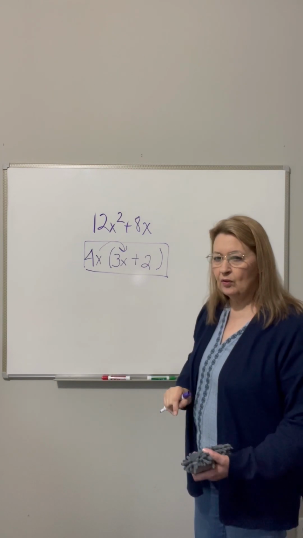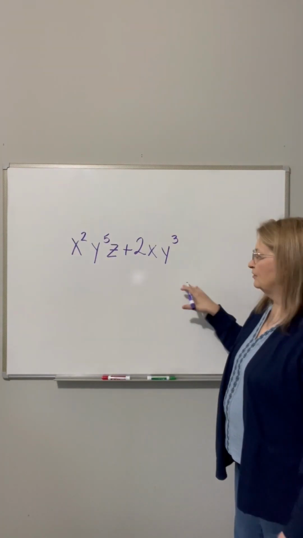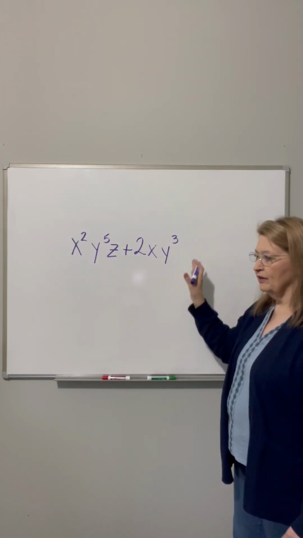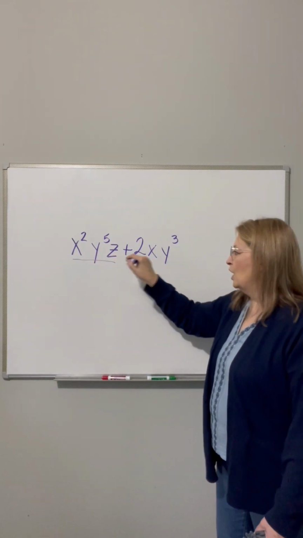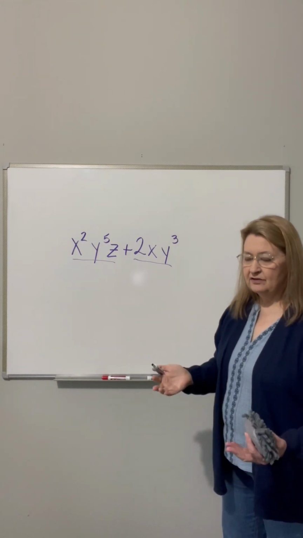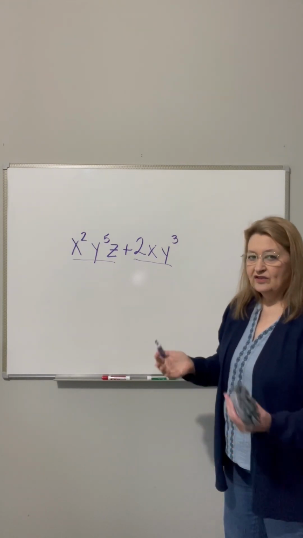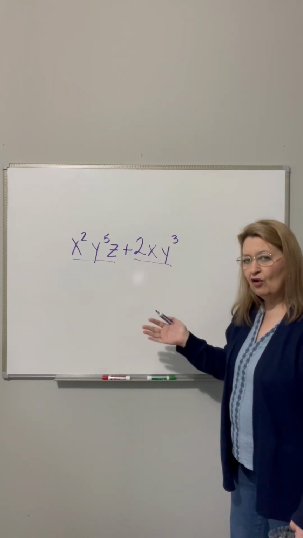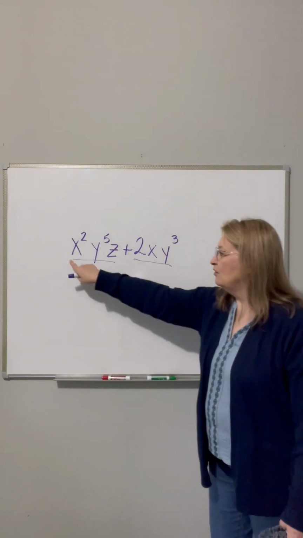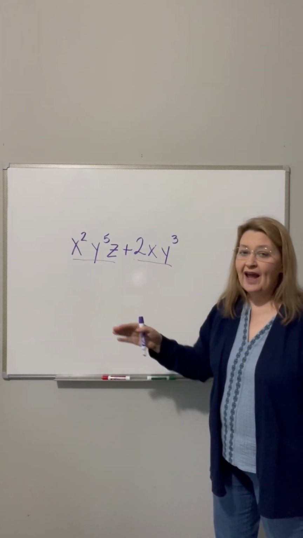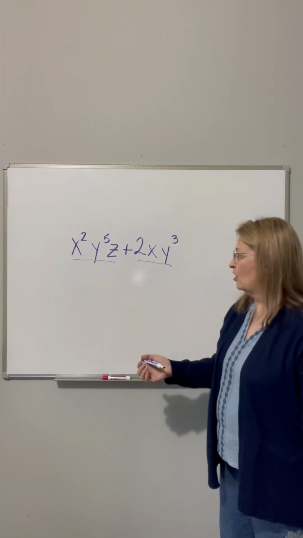So let's look at one more. Okay, we're going to factor this: x squared y to the 5th z plus 2xy to the 3rd. We've got two terms here. So first I have to figure out what is the greatest common factor. What's common, what will go into both of them, and what's the largest thing. All right, I don't have a coefficient here, even though I have a 2 here. So I'm not going to have a number in my greatest common factor.